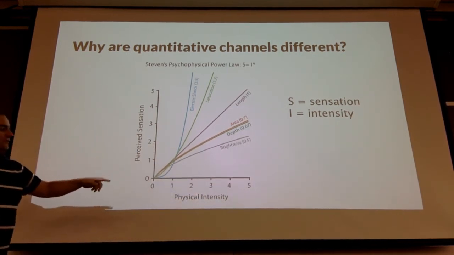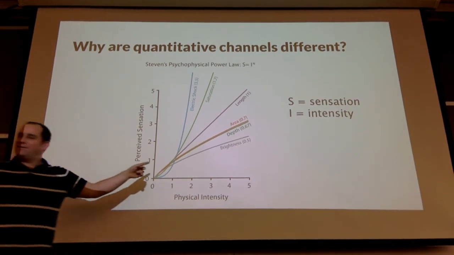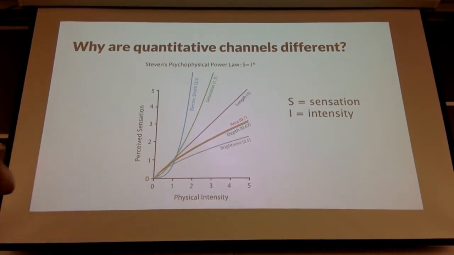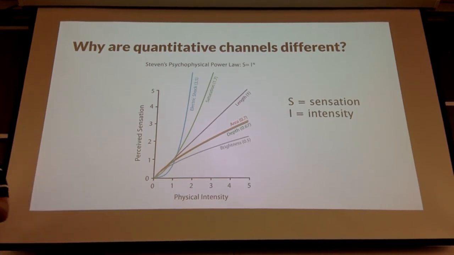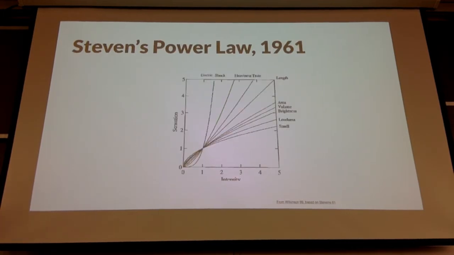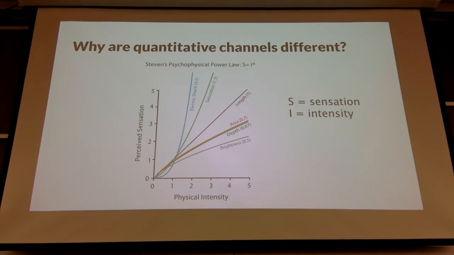For saturation, we tend to overperceive it. For electric shock, which is not a recommended data encoding, we tend to way overperceive electric shock. A small increase in the physical intensity of the electric shock is very painful. And so this goes back to what are called Stevens' psychophysical power law. Sensation is intensity to the n. This is kind of the version that we use if we want to talk about visualization, visual data encoding, and make a joke about electric shock.